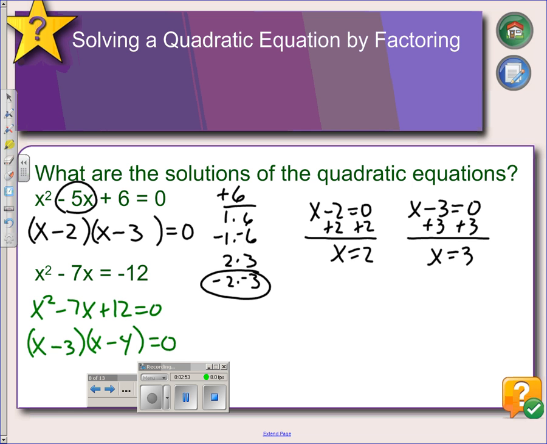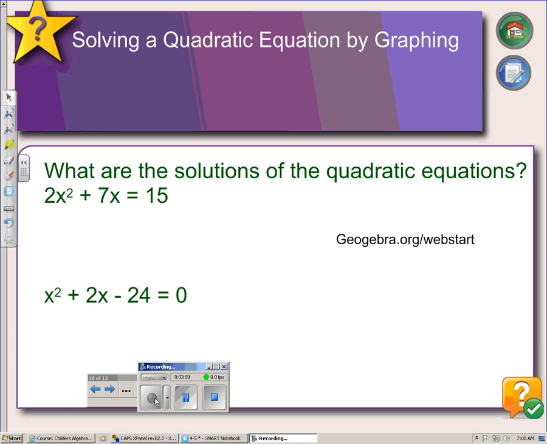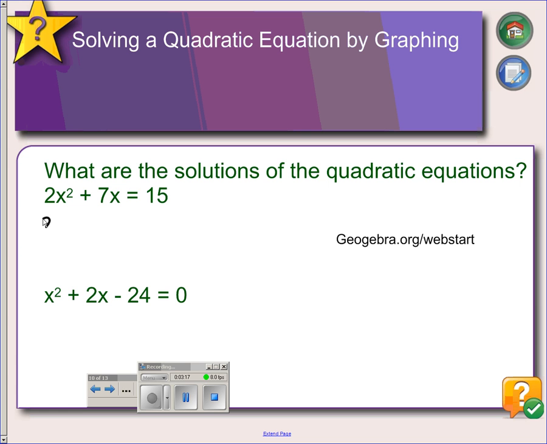Since x minus 3 times x minus 4 equals 0, then we know x minus 3 equals 0 when x is 3, and x minus 4 equals 0 when x is 4. So these are our two solutions. Okay, so here are a couple more examples. On this top example, again, it does not equal 0, so we're going to subtract 15. So we get 2x squared plus 7x minus 15 equals 0.